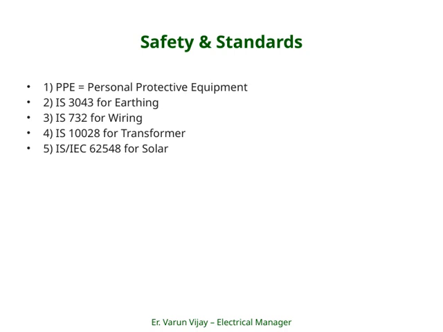Proper earthing is critical for safety, as it prevents electrical shocks and ensures that any fault currents are safely directed to the ground. Then there's IS 732, the standard for wiring. Following this standard ensures our wiring is safe, reliable, and capable of handling the electrical loads without risk of short circuits or failures. Moving on, IS 10028 deals with transformers.